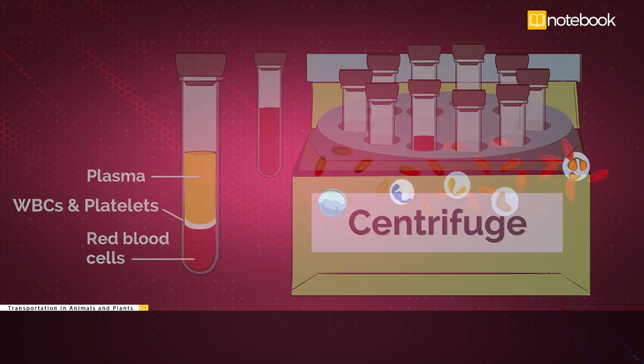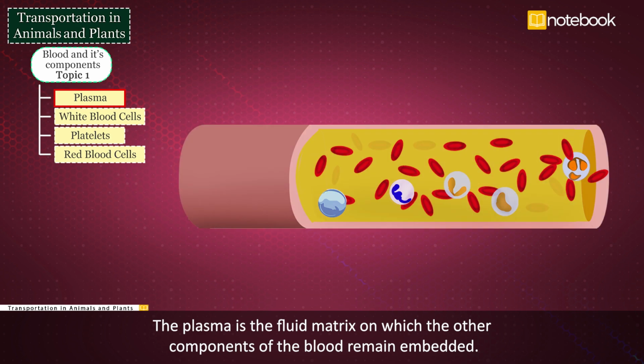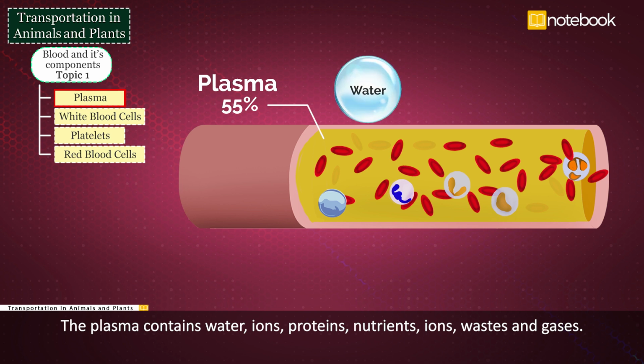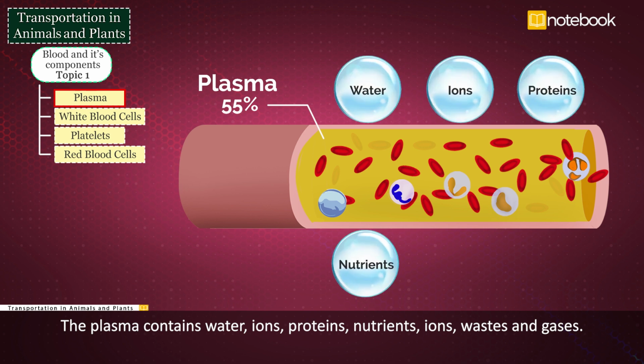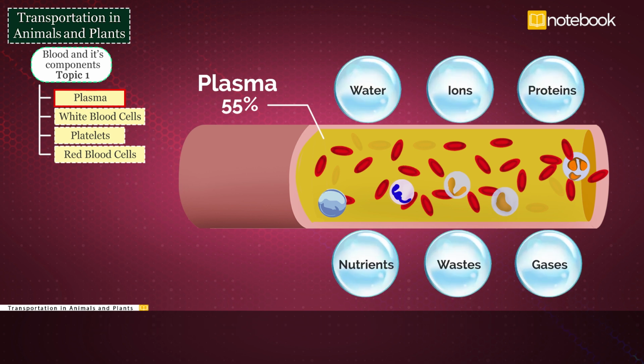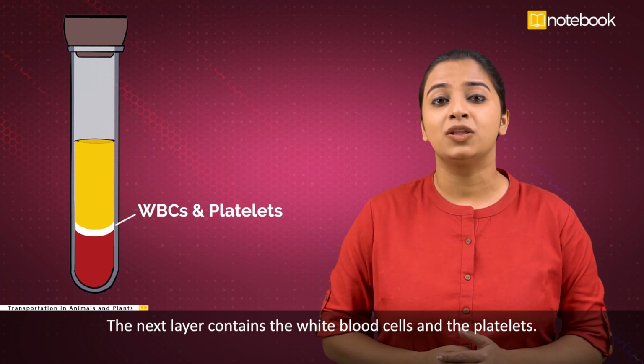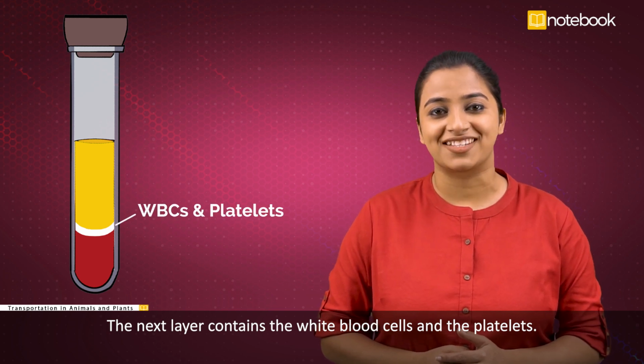The plasma is the fluid matrix in which the other components of the blood remain embedded. The plasma contains water, ions, proteins, nutrients, wastes, and gases. The next layer contains the white blood cells and the platelets.